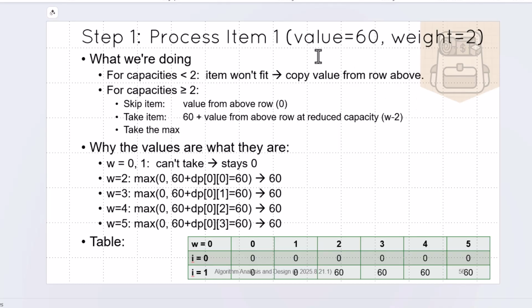So what are we doing? We're processing item 1. Value is 60, weight is 2. We saw that earlier. For capacities less than 2, if we assume the capacity is less than 2, like these two, then the item doesn't fit. So we just copy the value from the row above, which is what we do. This was the initializer row right here.